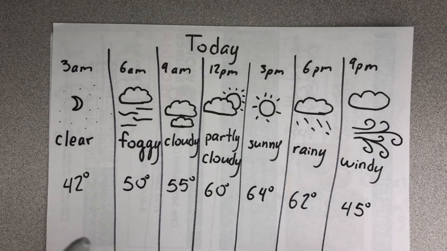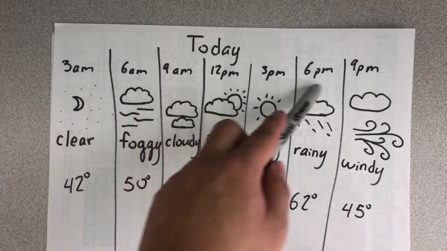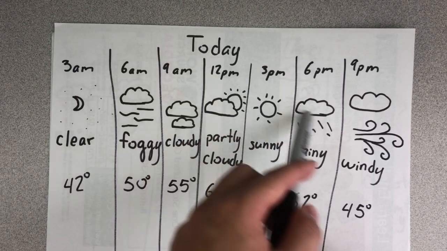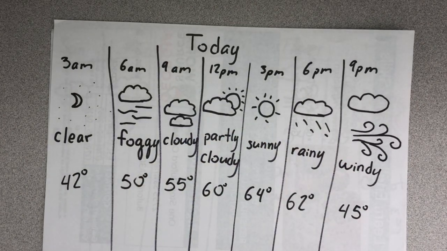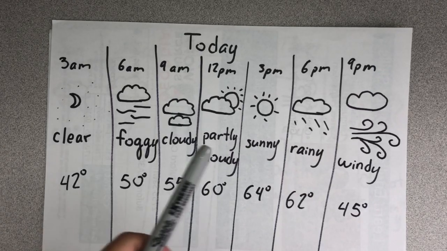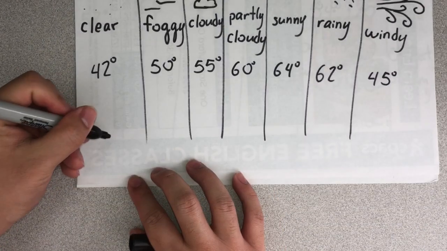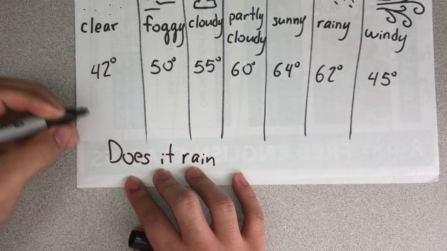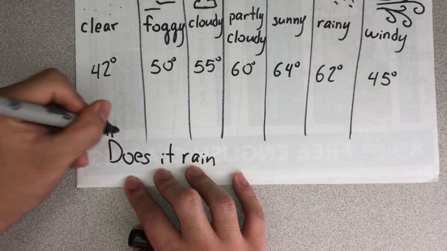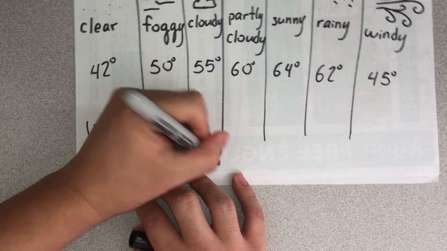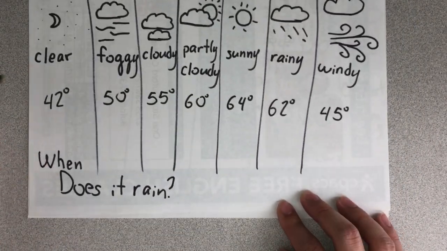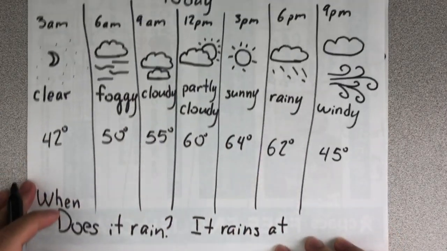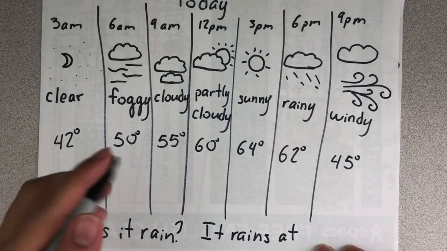So I want you to ask, what is the weather at time, or what is the weather in the morning, in the afternoon, in the evening? And then I want you to ask, does it rain? No, how about when does it rain? When does it rain today? It rains at what time? Tell me, what time does it rain?